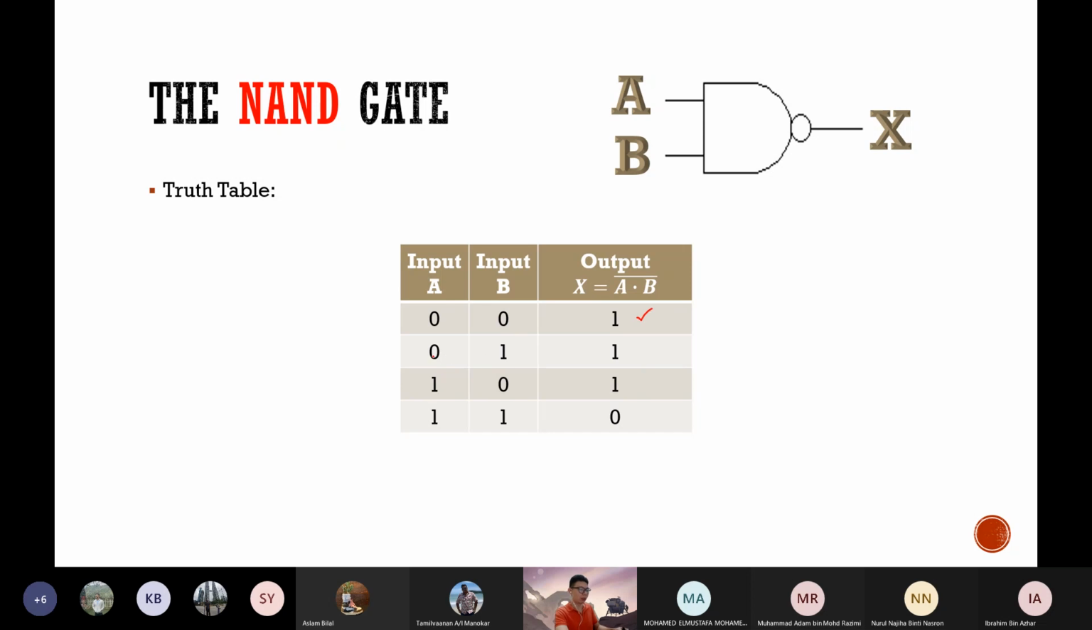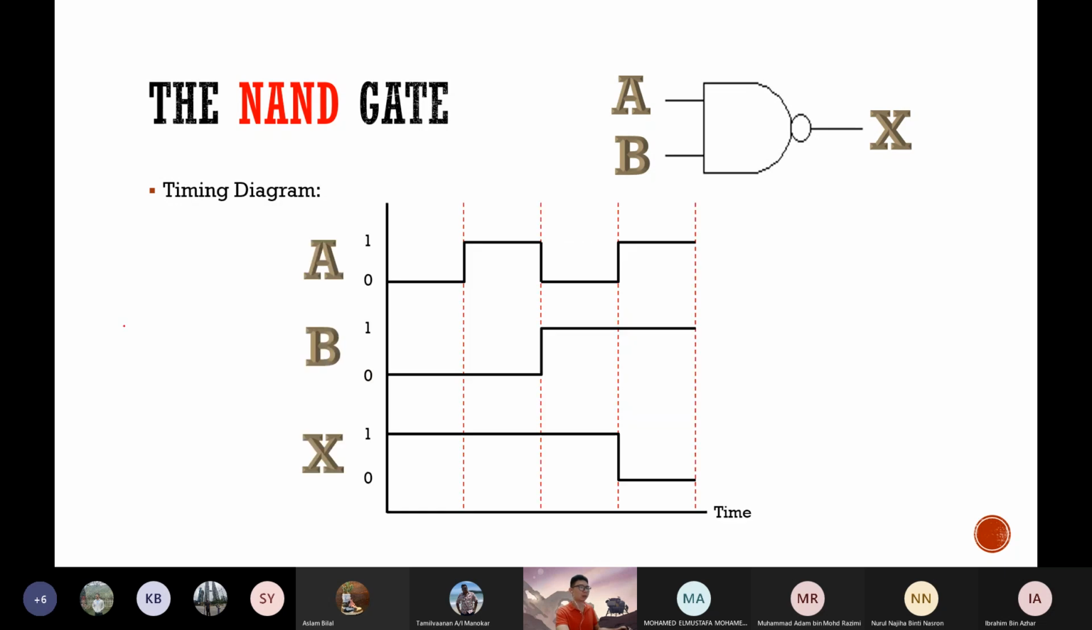Same thing over here, 0 multiplied by 1, 0. Then you invert it, you get 1, and 1. And over here, 1 multiplied by 1, you get a 1. And then you invert it, then you end up with a 0. Okay, so that's how you get the truth table of a NAND gate.